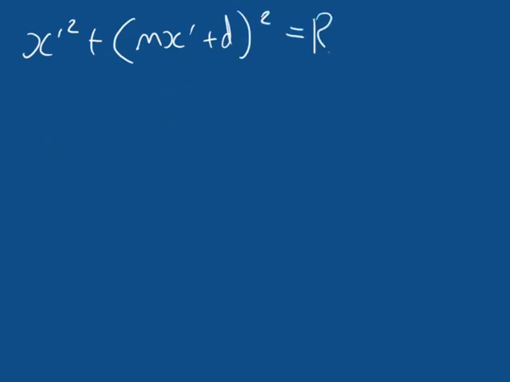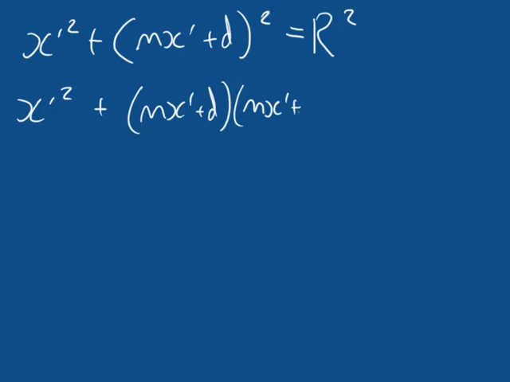So that equation once again is (x' squared) plus (mx' plus d) all squared is equal to r squared. So let's expand that. So x' squared stays the same. This is going to be plus (mx' plus d) times (mx' plus d), putting in extra steps just so that we don't lose anyone here with the expansion.